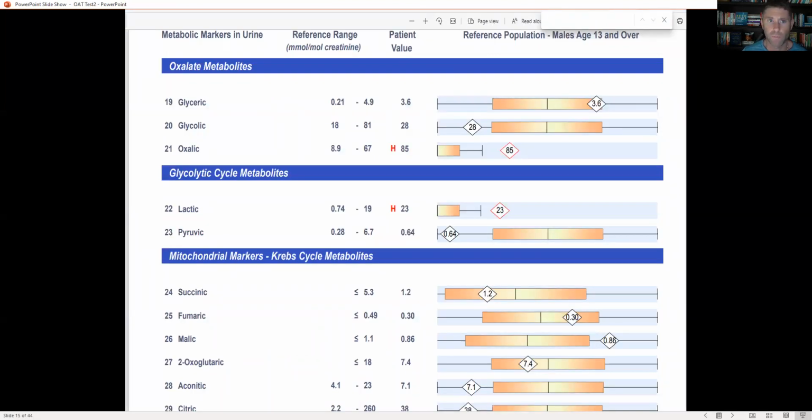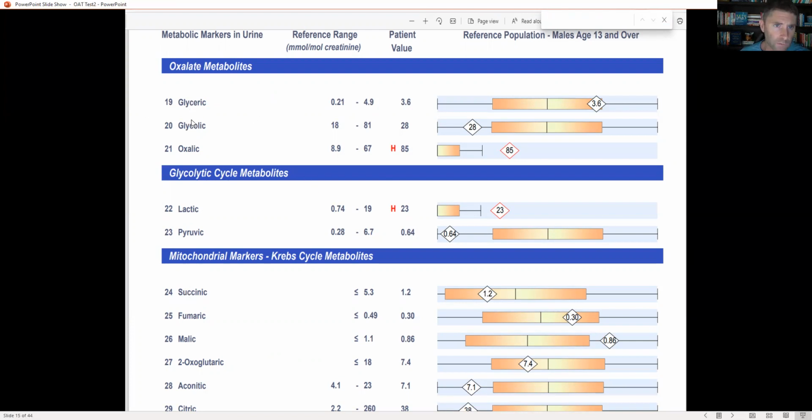Now, oxalate metabolites. And so this is really another important thing that we're looking at are oxalates. And so oxalates, again, are these crystals that come from plant compounds that can drive up inflammation in the body. They can increase your risk of kidney stones, for example. And a lot of people, when they have elevated oxalates, will have more issues with their gut and also issues with their brain. So they can impact the brain as well. So that's one of the big things we're looking at here. Now, we'll get to these glycolytic cycle metabolites and the mitochondrial markers as well. But first, we're looking at those oxalate metabolites.